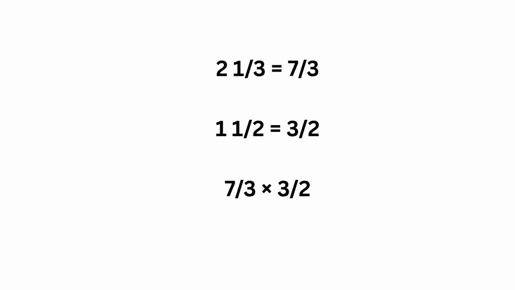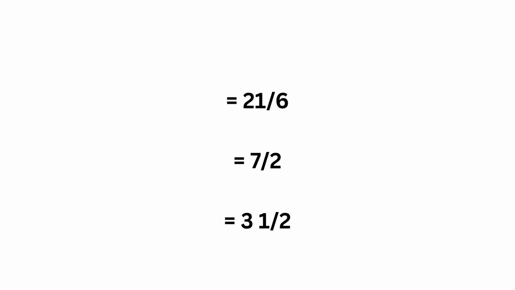Remember, top times top, bottom times bottom. So 7 times 3 gives us 21, and then 2 times 3 gives us 6, 21 over 6. When we divide through by 3, because 3 can divide both numbers, we have 7 over 2. So 7 over 2, we further simplify. We have 3 whole number 1 over 2, or 3 and a half. That's our answer.